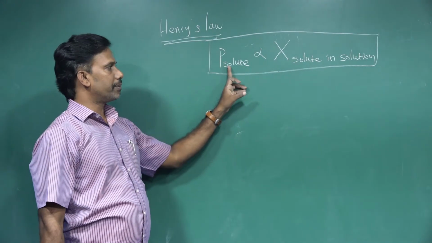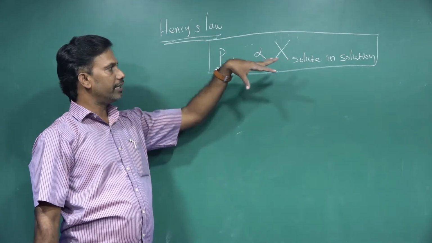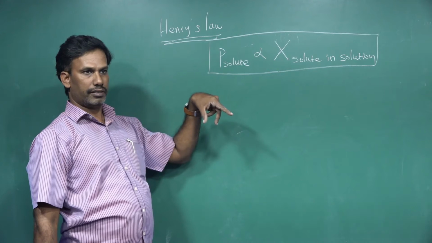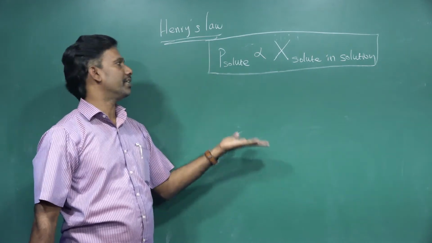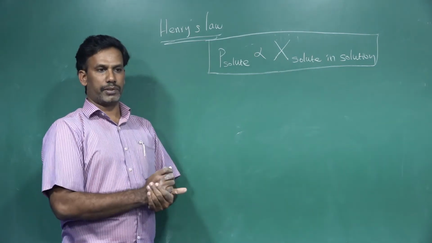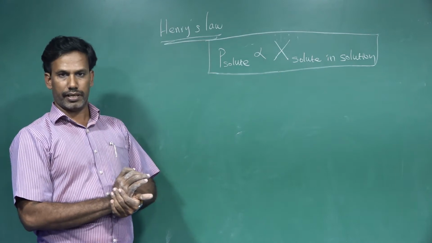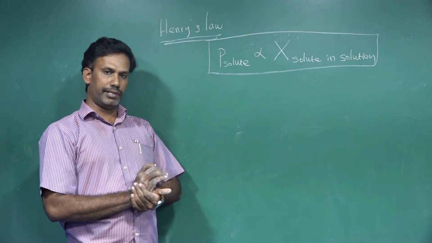See, what is the partial pressure? The pressure exerted by the solute particles in a solution is called partial pressure. That is the pressure of the solute. Partial pressure means that in a solution with more than one component, the individual component pressure is called partial pressure. We have already seen that in the gaseous state. What is the partial pressure?